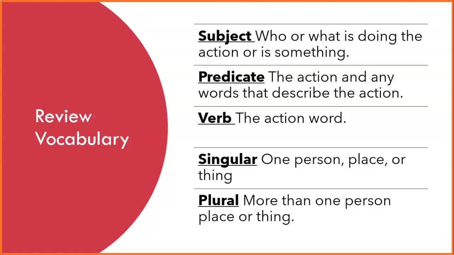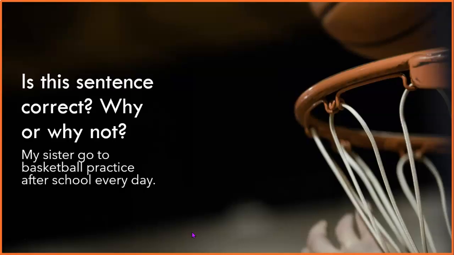So a subject is who or what is doing the action or is something. A predicate is the action and any words that describe the action. The verb is the specific action word like jump or dream or feel. Singular is one person, place, or thing. Plural is more than one person, place, or thing.